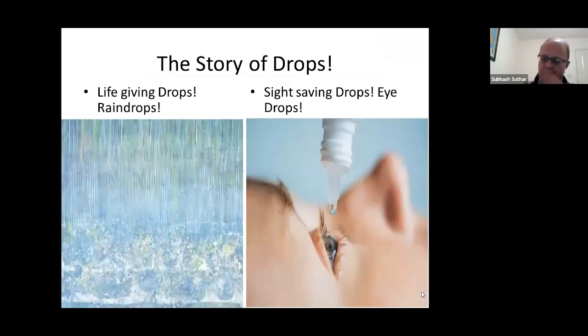Okay. What I call this is the story of drops. And I like to put this slide before you because life-saving drops are raindrops. And of course, we have snow right now, but the rain is very important. But sight-saving drops is eye drops.